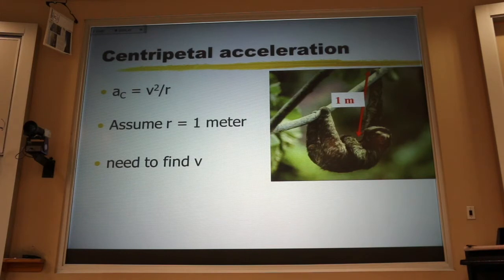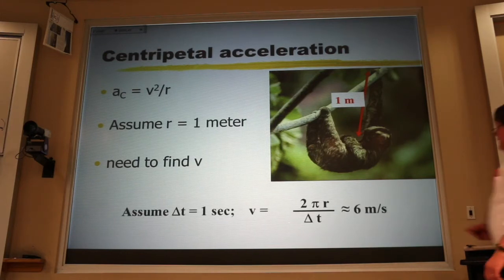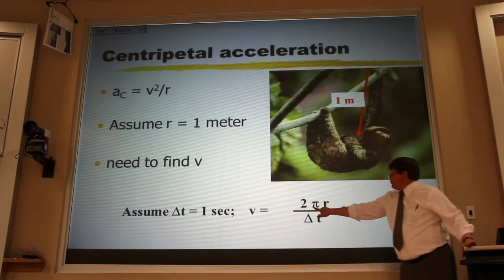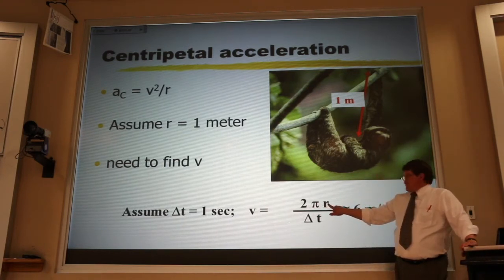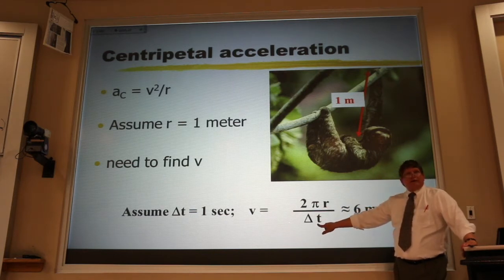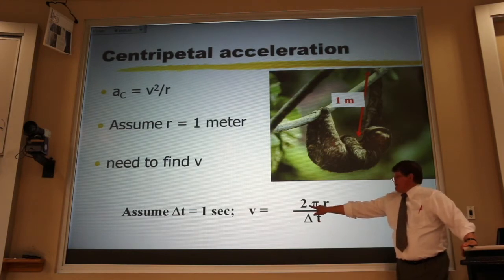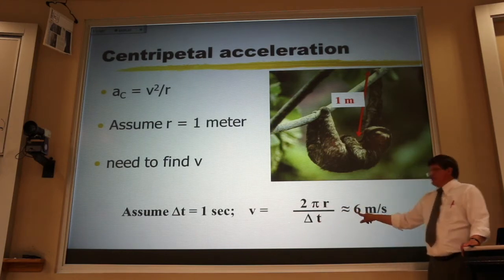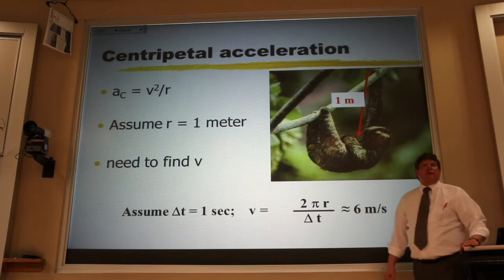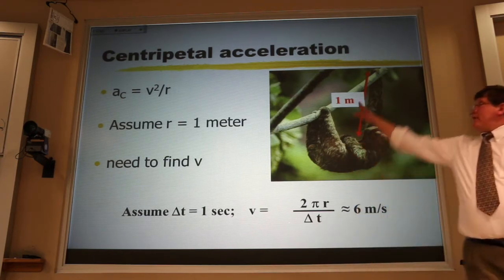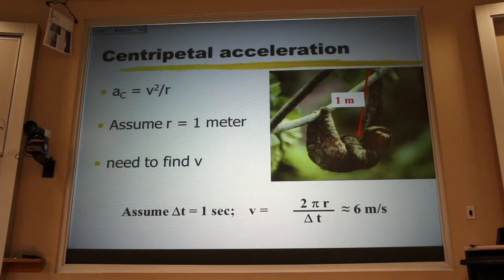Well, I already accidentally showed you the answer, so let's put it back up there. It goes around the circle 2 pi r, where r is 1, in a time of 1 second. So if r is 1 and time is 1, that means the velocity is 2 pi, or 6.28, about 6 meters per second. Now if I put that into the formula up there with the radius being 1, I get 36 meters per second squared.